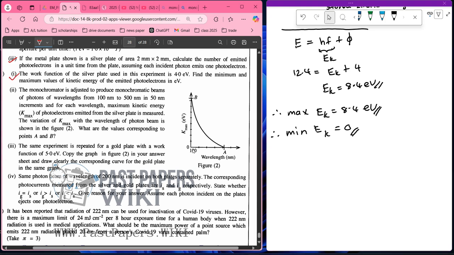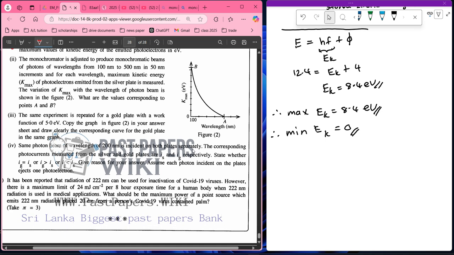Number 2. The monochromator is adjusted to produce monochromatic beams of photons of wavelengths from 100 nanometers to 500 nanometers in 50 nanometer increments, and for each wavelength, the maximum kinetic energy Emax of photoelectrons emitted from the silver plate is measured. The variation of Emax with the wavelength of the photon beam is shown in the figure. What are the values corresponding to A and B? So they are asking about A and B in the graph. Number 2.